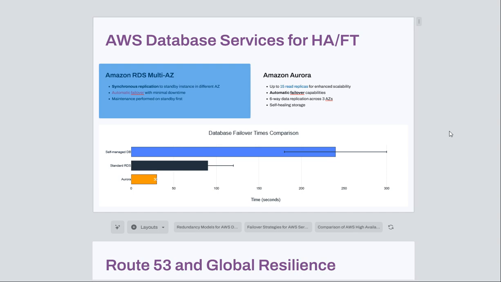The standard RDS is somewhere around 75 to 80, and self-managed databases is more than 200, which means 3 to 5 minutes or something like that, right?